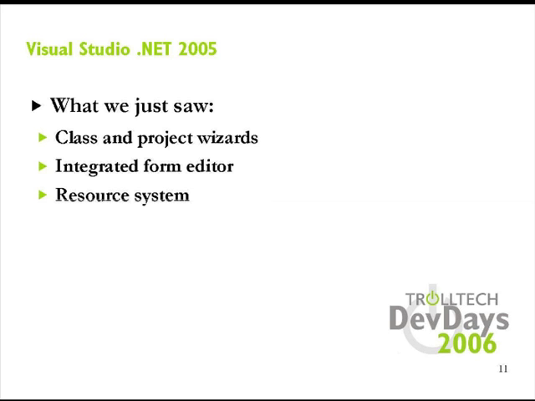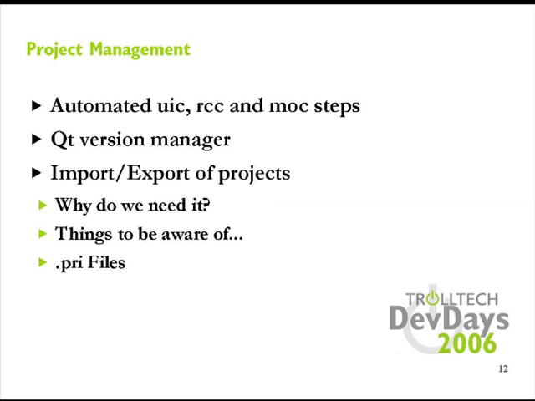We saw all kinds of class wizards, project wizards. We saw the integrated form editor and the resource system. Those are the most visible parts in the Visual Studio integration. But there are a lot of parts which you don't see and you're not supposed to see, but it's actually much more what we do in the background. What we do in the background is basically everything related to managing your project. So we have automated build steps, build rules, custom build rules for UIC, RCC, and moc steps. As you saw, I never said explicitly add a moc step, add a UIC step, generate the QRC file, and so on.